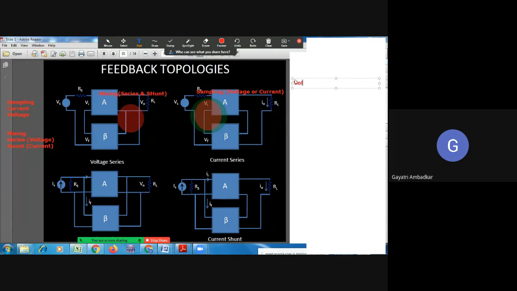Voltage is sampled. So first, the name of the amplifier you write as what is sampled, the first letter, and it is mixed in series. Voltage sampled, series mixing. Then you can sample voltage, voltage sampled, mixed in shunt. Then you can sample current, sampled and mixed in series.